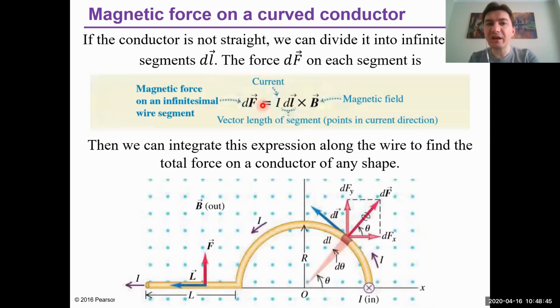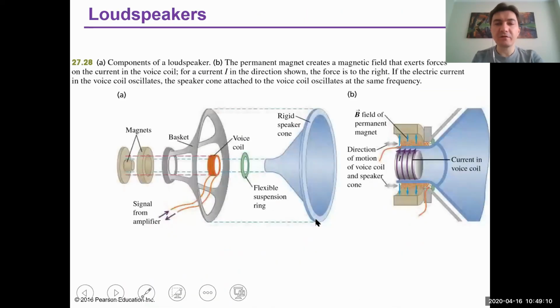For each dl, we have a different dF, and this dF has an X component and a Y component. I will go into detail, we have an example for that case. So you have to integrate over that curved conductor in order to find the total force acting on the wire. Here we have a very nice example of magnetic force acting on current carrying wires.